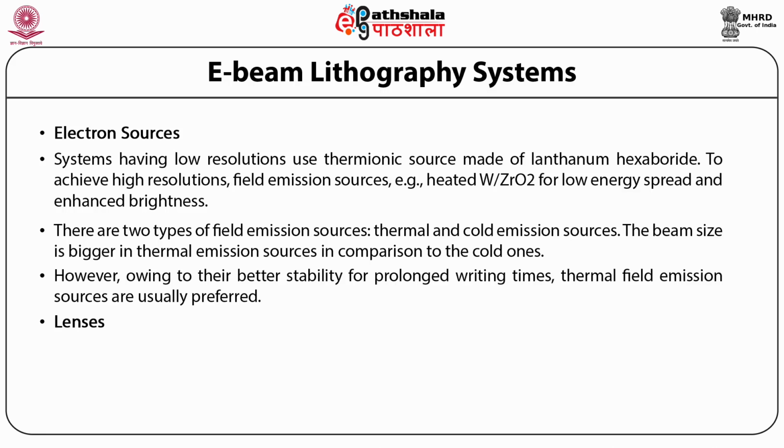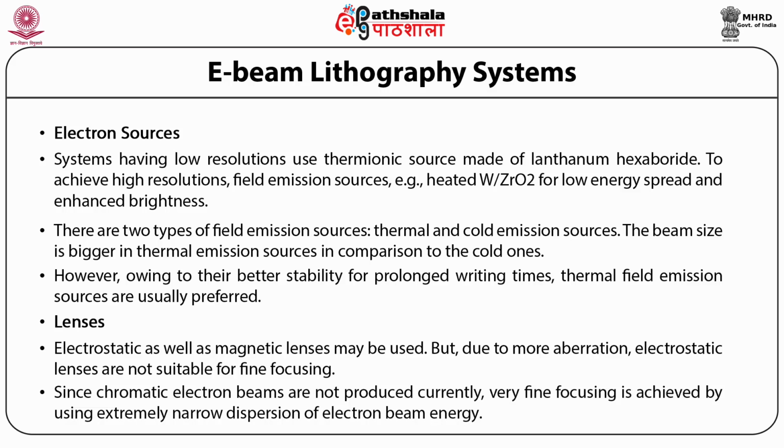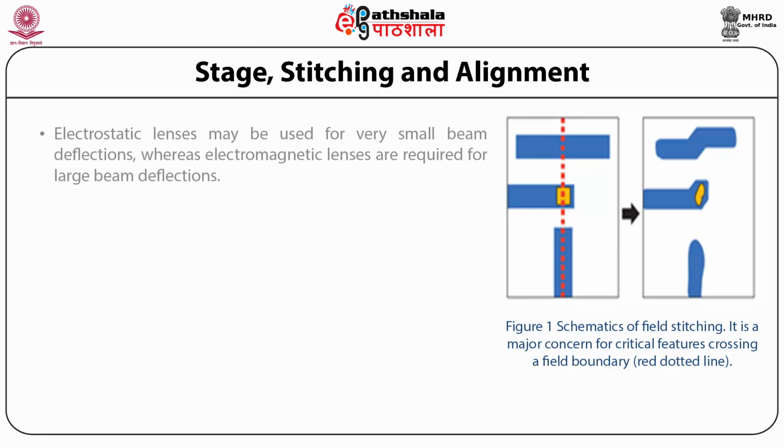Lenses. Coming on to lenses, electrostatic as well as magnetic lenses may be used. But due to more aberration, electrostatic lenses are not suitable for fine focusing. Since monochromatic electron beams are not produced currently, very fine focusing is achieved by using an extremely narrow dispersion of electron beam energy. We will next discuss the stage, the stitching and alignment.